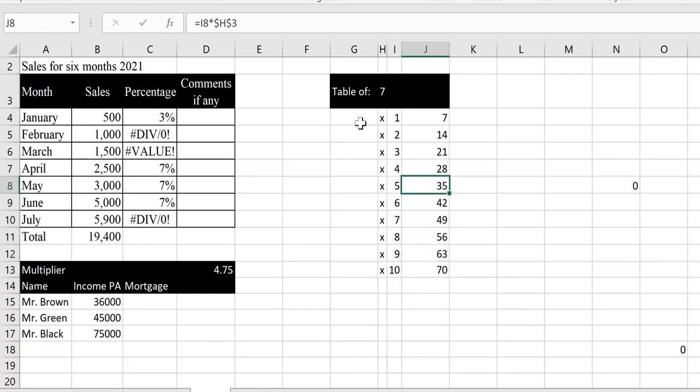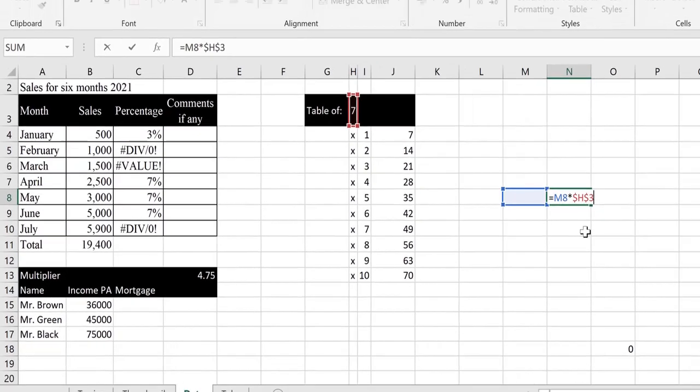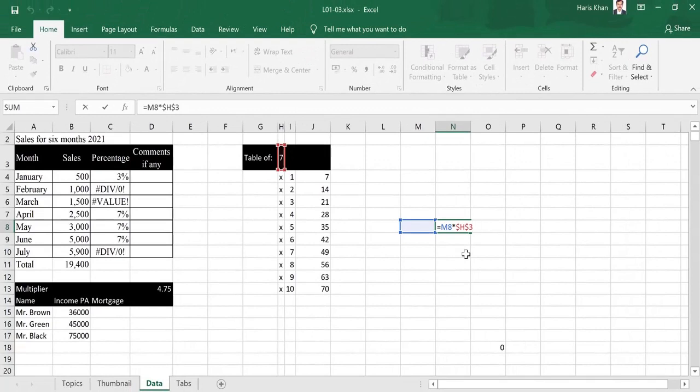The same example that we have demonstrated for the relative, let me copy the 35 and paste over here. By pressing the F2 key we can find that this 7 is frozen forever. So however M is moving relatively, whereas H3 is frozen. So M is a relative cell reference, whereas H3, by placing the dollar sign, becomes frozen or absolute.